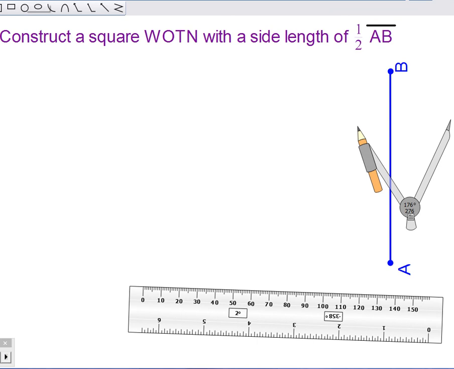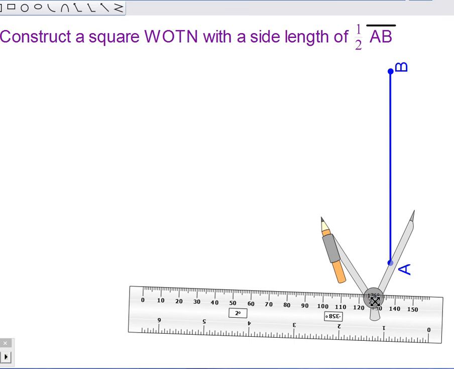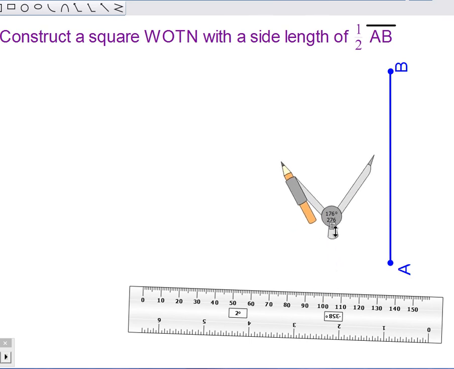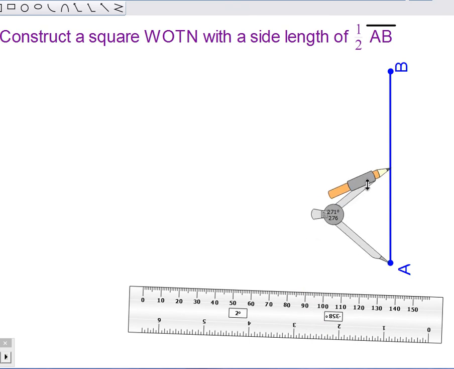Okay, construct a square WOTN with a side length of 1/2 of AB. Okay, so now I have all of AB, but I don't want this square to be the whole thing. So how do I cut this AB in half? Well, we did that construction in an earlier video where we did a perpendicular bisector, right? So we're going to bisect AB.